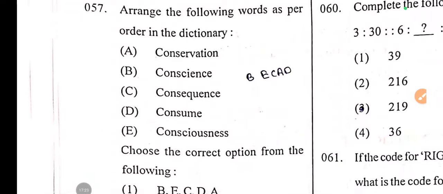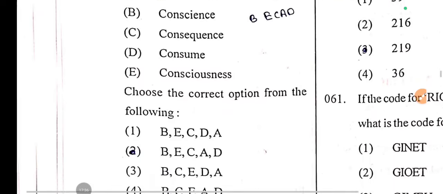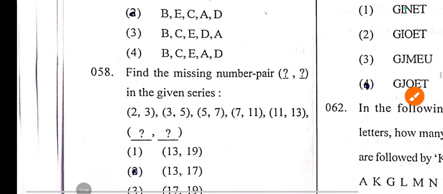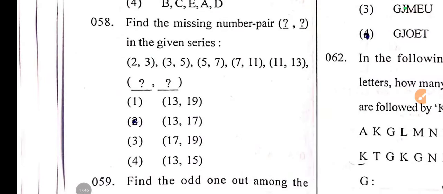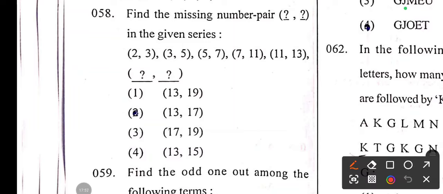Question number 57. Arrange the following words as per order in the dictionary. A. Conservation. B. Conscience. C. Consequence. D. Consume. E. Consciousness. Choose the correct option from the following. Answer option 2, BECAD. Question number 58. Find the missing number pair in the given series. 2, 3, 3, 5, 5, 7, 7, 11, 11, 13. So answer option 2, 13, 17.